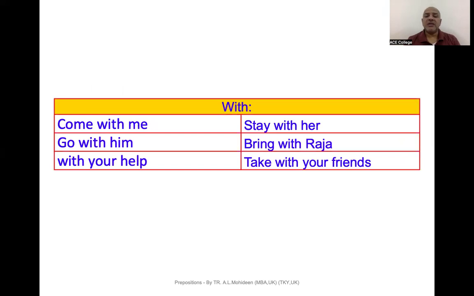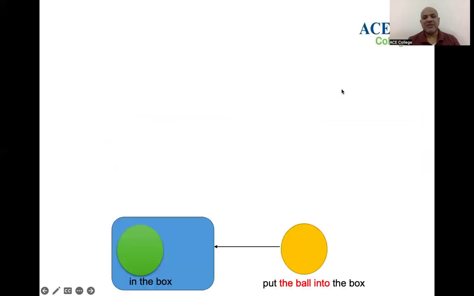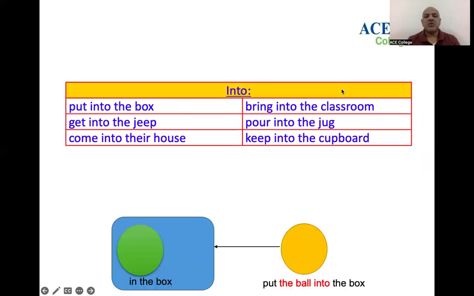Now we are moving to another preposition, with. So you are going to tell about with me. So together, right? Come with me, come together with, yeah? Go with, help with, stay with. That is the meaning.